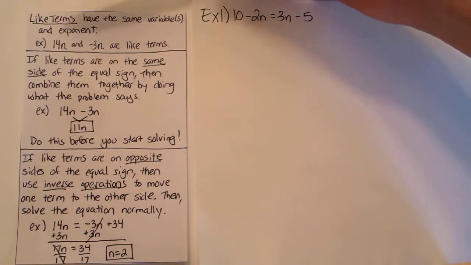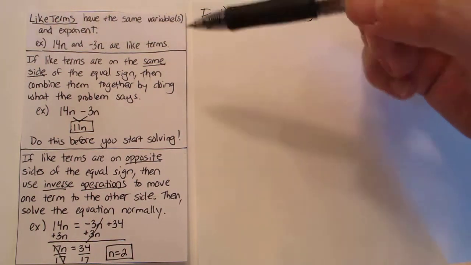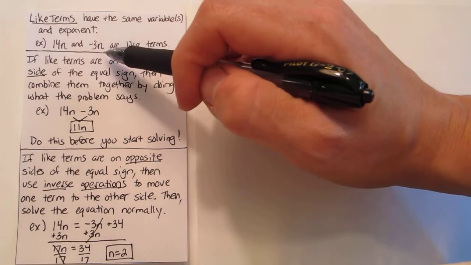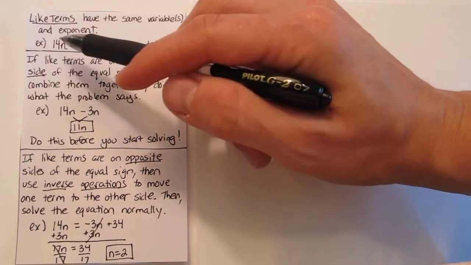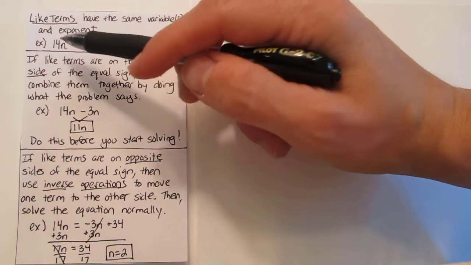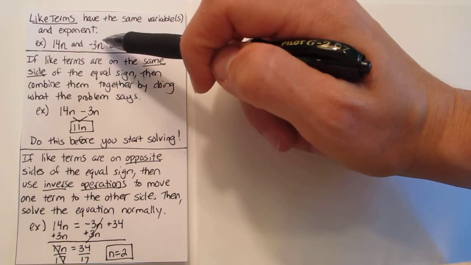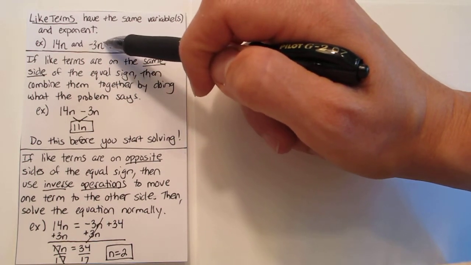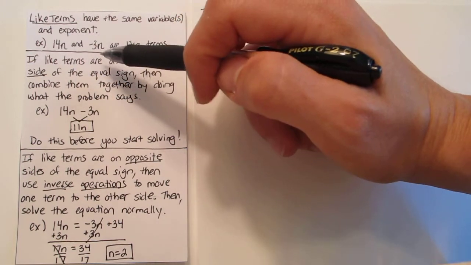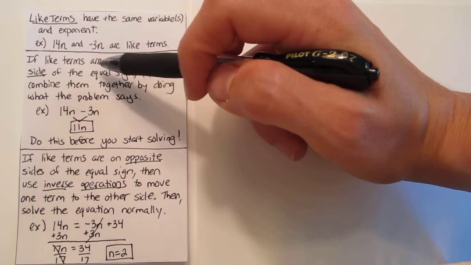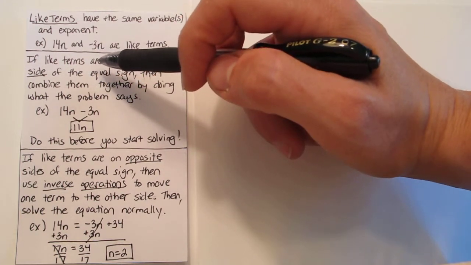So my example here is that 14n and negative 3n are like terms. And they're like terms because they both contain an n and they both contain actually an invisible exponent of 1. So these are like terms. If there was an exponent of say 4 right here, then they wouldn't be like terms. Or if one had an n but the other did not, they would not be like terms.